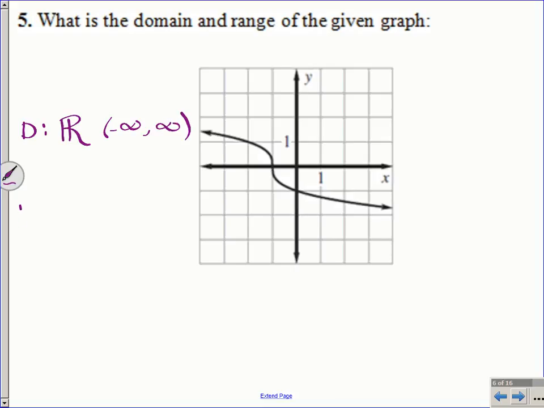Okay? For your range, you look bottom to top. Hopefully, again, you'll notice that this graph has arrows, so it's going to go up to the left to infinity and down to the right to infinity. So that means there's no y values that are excluded either. So all real numbers or negative infinity to positive infinity. That's the nice part about cubic root or any odd root functions. It's always all real numbers or negative infinity to positive infinity for the domain and the range. Okay.